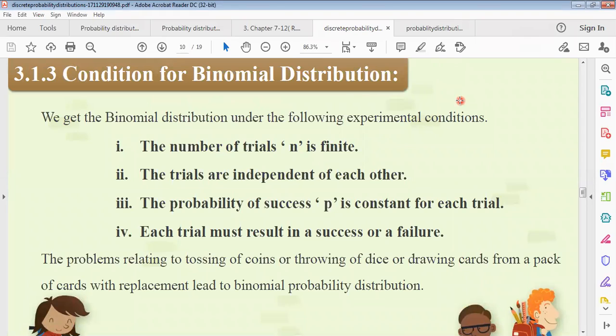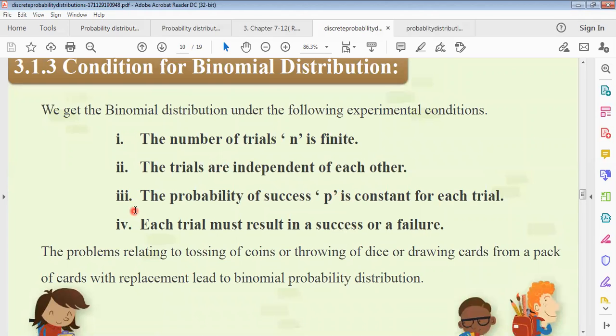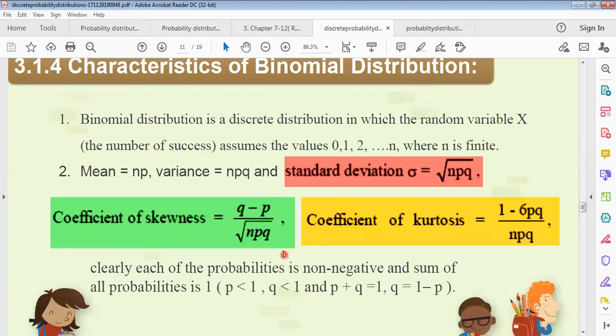Now, the conditions of binomial distribution we must know from the earlier lecture. I am just reviewing it today. We get the binomial distribution under the following experiment. The number of trials will be finite. The trials are independent of each other. The probability of success p is constant for each trial, no change. Each trial must result in a success or a failure, that means two outcomes. The probabilities relating to tossing a coin, throwing a dice, or drawing a card from a pack of 52 cards with replacement lead to binomial probability distribution. This is a real life example of binomial distribution.